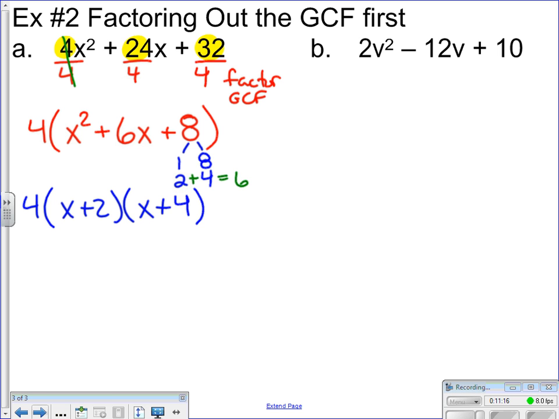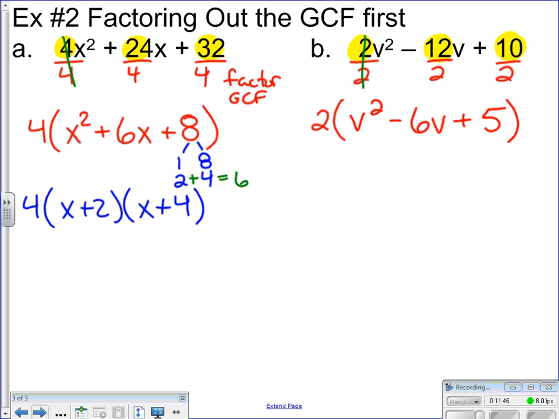So if you can look at B and figure out what number goes into all of those, you should go ahead and divide and try to do B first. Okay, let's see what you got. Hopefully, you've divided by 2. 2 cancels out with the other 2 and leaves us with v squared. 12 divided by 2 will result in 6, and 10 divided by 2 is 5.